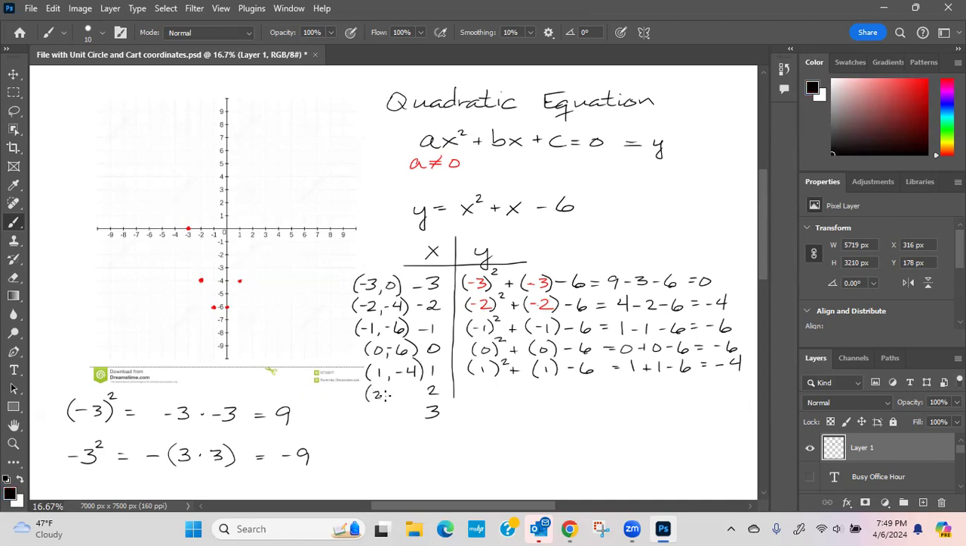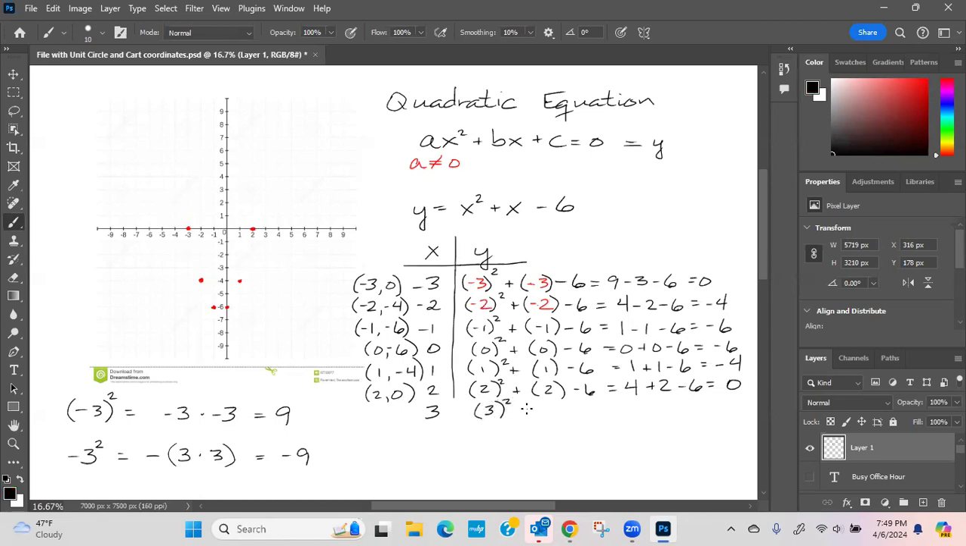Plug in 2. I don't know what I'm going to get yet, so let's go ahead and plug that in everywhere there was an x. 2 times 2 is 4, plus 2 minus 6 equals 0. So we've got the point (2, 0). And that's right there. And then we have this last point with a 3.